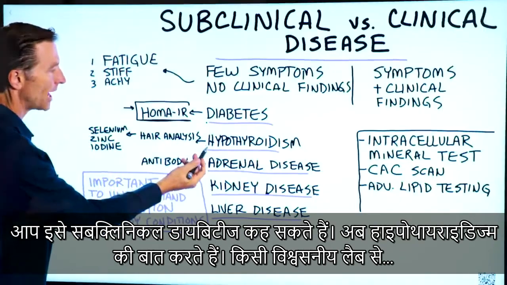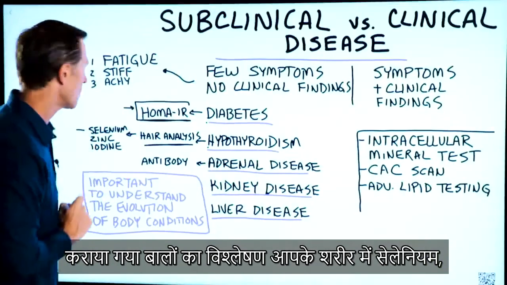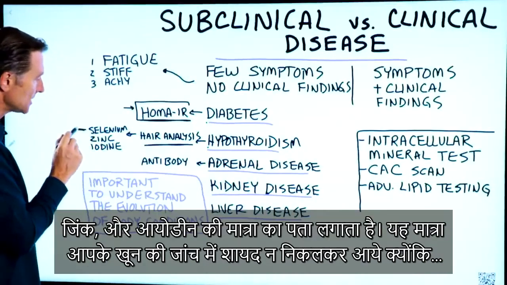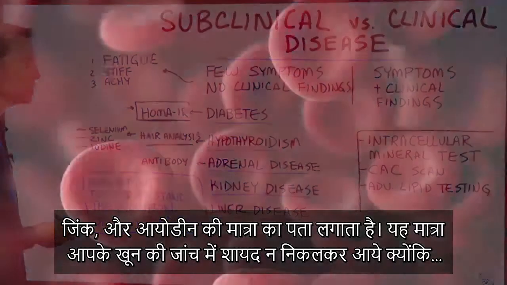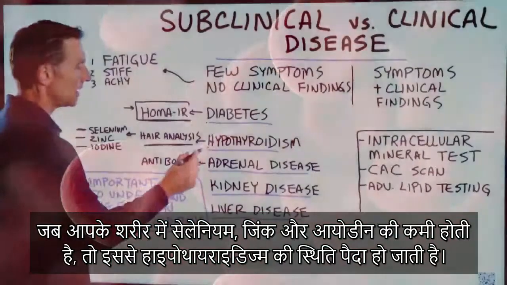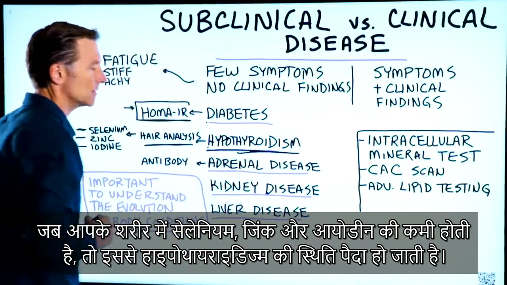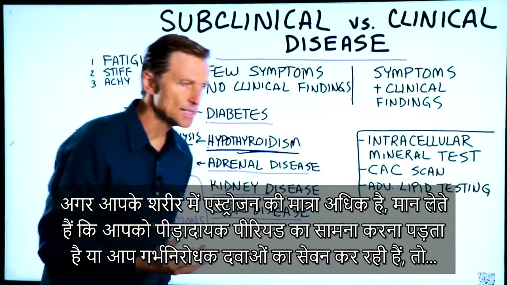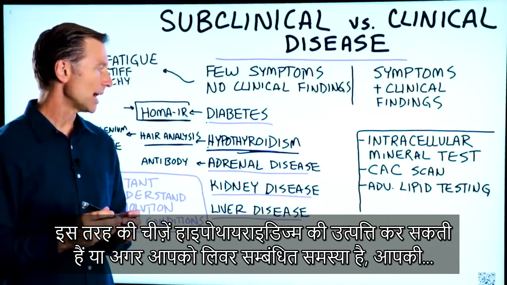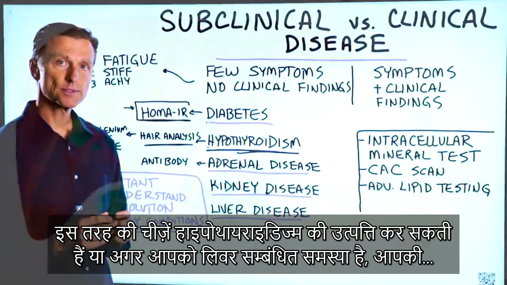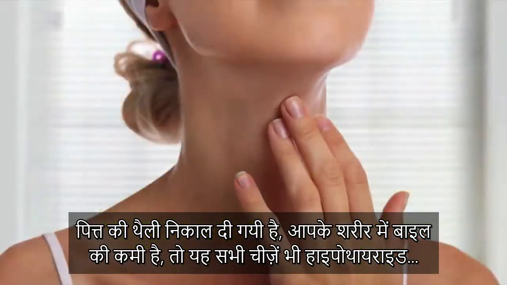Now, when we get into hypothyroidism, I believe doing a hair analysis from a credible lab would give you some very important information about the selenium status, zinc status, and iodine status of the entire body, which may not show up in your blood. Because when you're low on selenium and zinc and iodine, it can turn into a hypothyroid condition. Also, high levels of estrogen. Let's say you have heavy periods or you're taking birth control pills, things like that, that could lead to a hypothyroid condition. Or if you have liver problems, you had your gallbladder removed, you're low on bile, that could eventually lead into a hypothyroid condition.